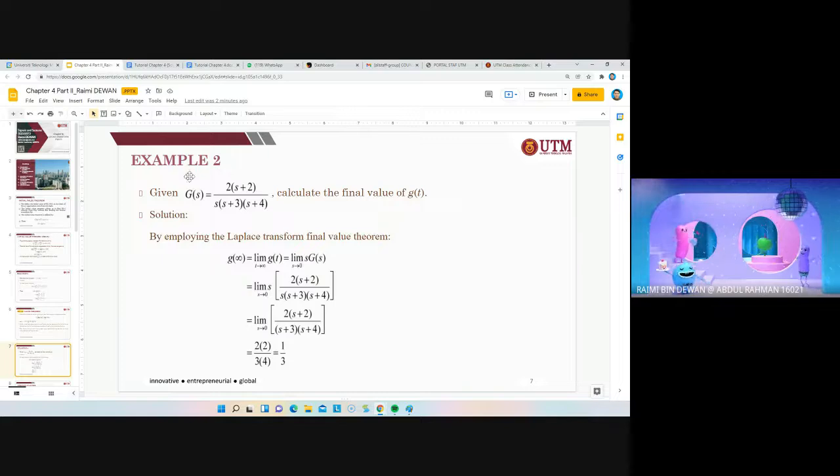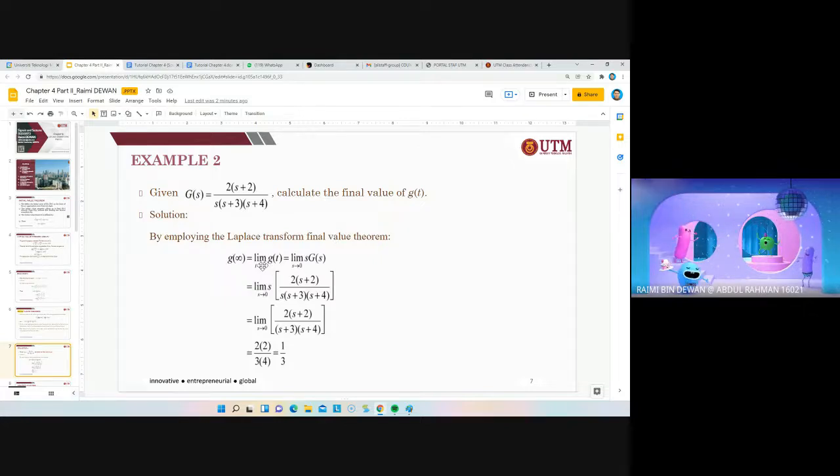Okay, so example 2. Given G(s) equals 2s over this expression, calculate the final value of g(t). So it's given us the Laplace transform equation, and we want to solve for g(t) by employing the Laplace transform final value theorem.